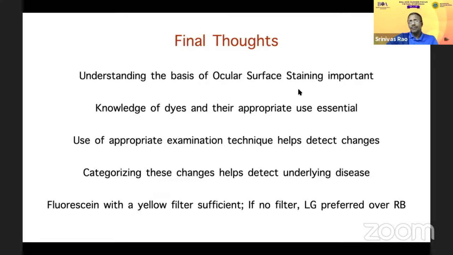So understanding the basis of ocular surface staining is very important. This is a very simple but extremely useful test. But you must understand the dyes and their appropriate use, and the appropriate examination technique must be used. Categorizing these changes in the clinic using some kind of a simple grading system like I showed you will help you. And if you have a yellow filter in your slit lamp or you're willing to buy one, fluorescein is the only thing that you need. But if you don't have this, then you could use lissamine green along with fluorescein to assess the conjunctiva as well. Thank you very much.